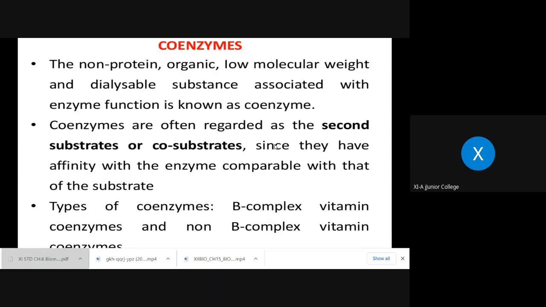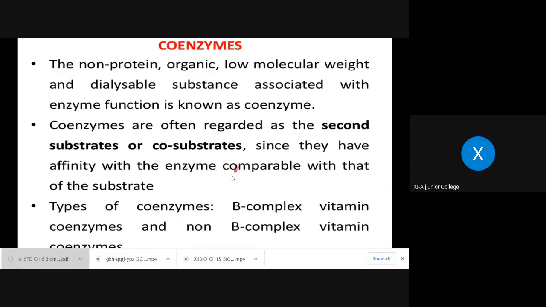Here again, it is mentioned that a non-protein organic, low molecular weight and dialysable substance associated with enzyme function is known as a coenzyme. They are often regarded as the second substrate or co-substrate since they have an affinity with the enzyme comparable with that of the substrate. Now, just now we discussed the enzyme substrate complex, right? In the same way, that part of the enzyme is very important, that is the coenzyme, which is tightly bound, though it is a non-protein part, and it plays a role in the enzyme substrate complex.